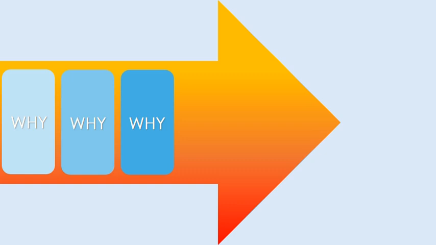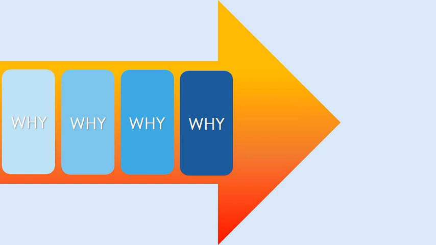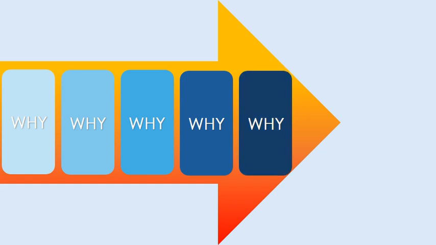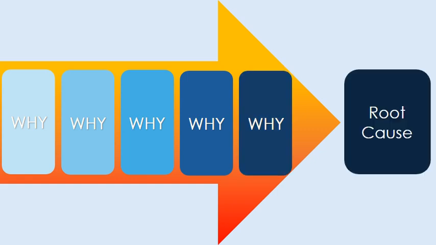The technique is intentionally iterative. Each answer leads to the next question, creating a chain of cause and effect relationships that takes you from the visible symptom to the underlying source. Think of it like peeling an onion. Each layer you remove reveals another layer beneath it until you reach the core.